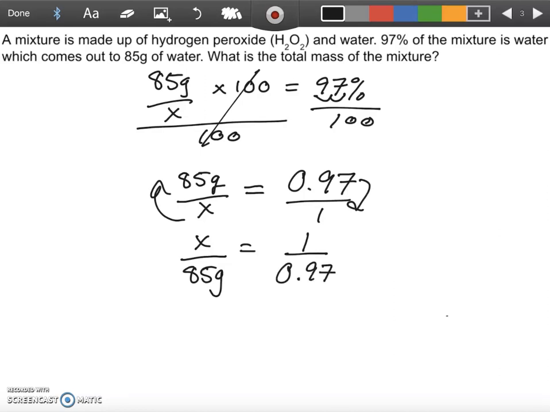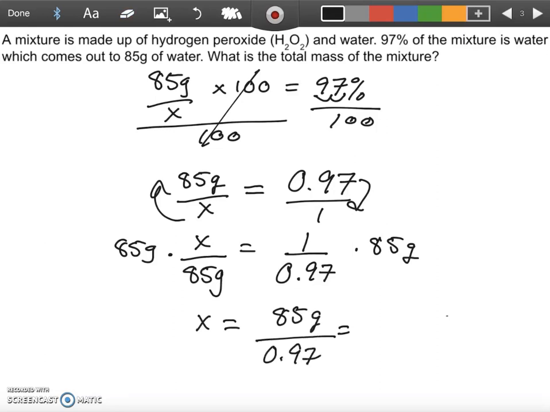We now have to get the x by itself, so we'll multiply both sides by 85 grams. That means x is going to be equal to 85 grams over 0.97. If you put that into your calculator, that means the total weight of this mixture was 87.26 grams.